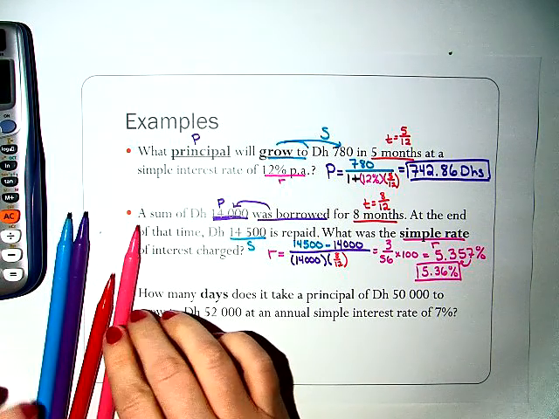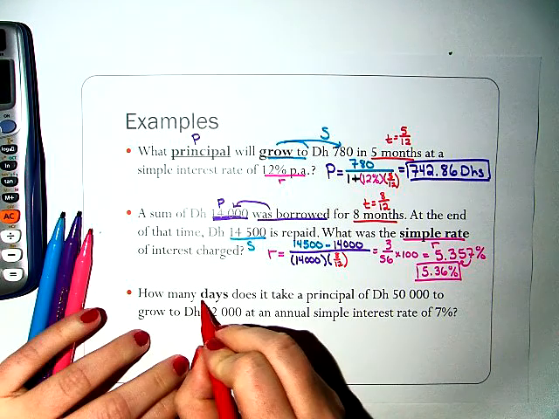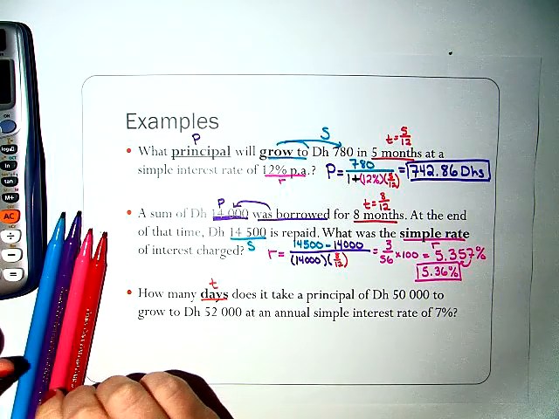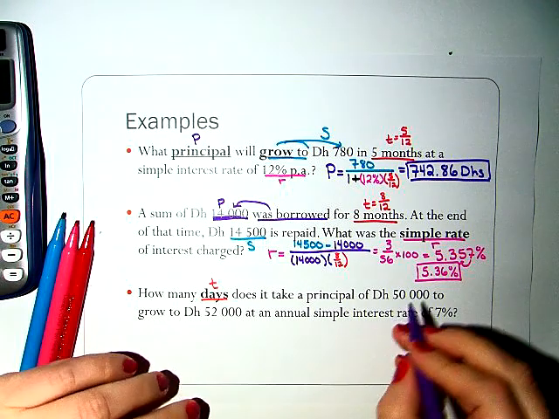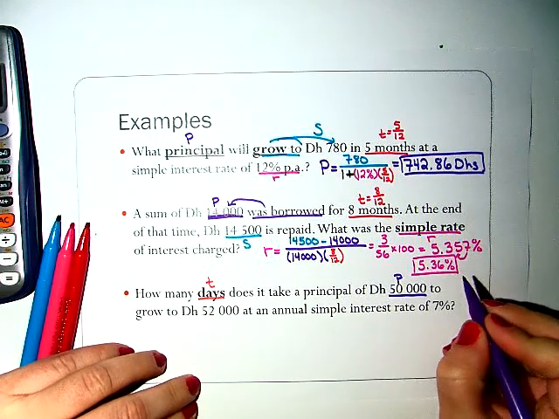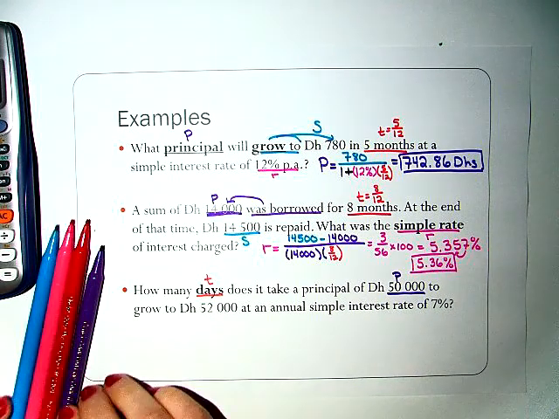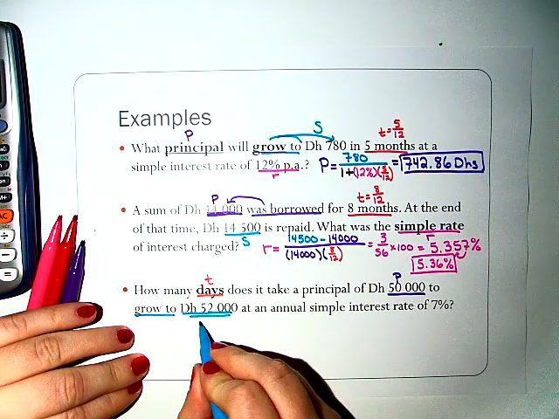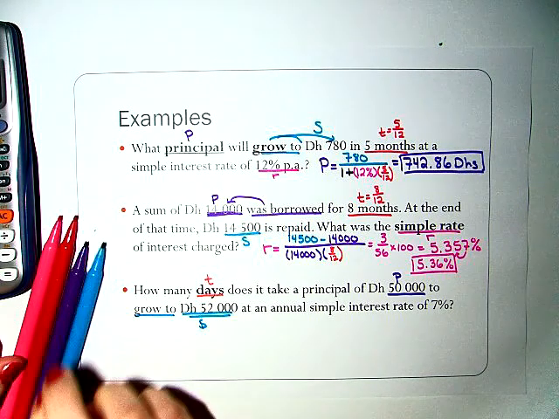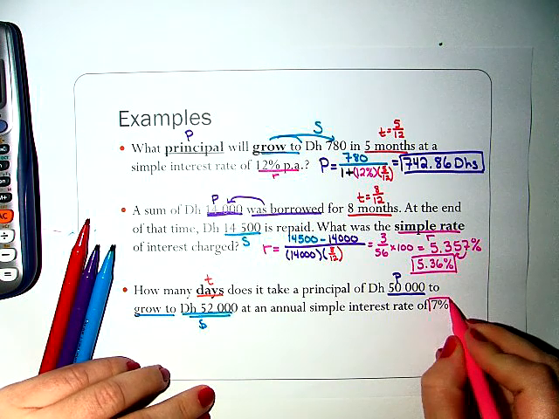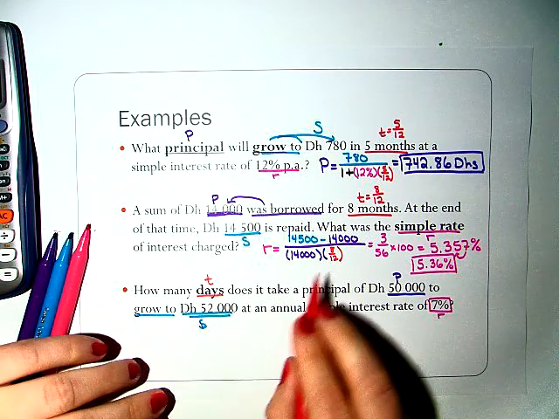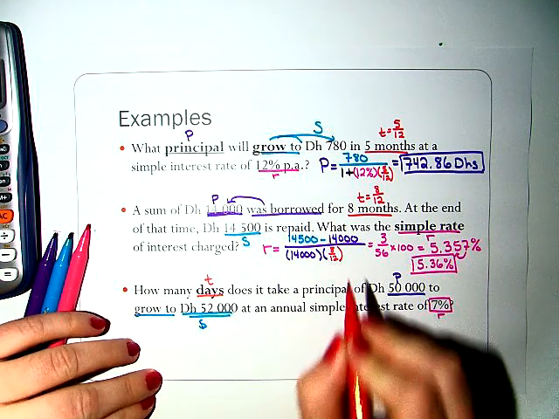How many days? Ooh, this is a hard one. So it's asking about time, but once again, we have to do something once we get the time to make it from years to days. How many days does it take a principal, well, that was easy, they told us, of 50,000, so that's my P, 50,000 in principal, to grow to 52,000. This grow to means that this right here is my S, or my maturity value, at an annual simple interest rate of 7%. Now the formula for T looks just like the formula for R. The only difference is instead of T being here, that's R.